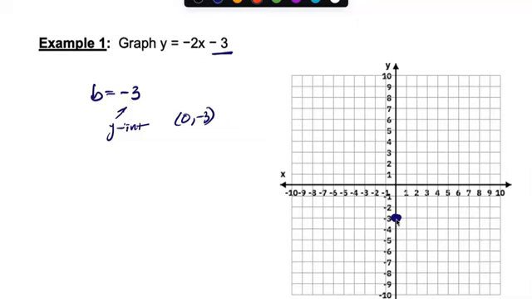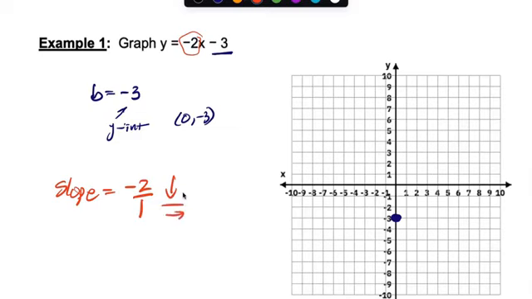Next, we're going to do the slope. Slope in this case is negative 2. I'm going to make it a fraction, negative 2 over 1. Like that. So again, notice it's a negative. I don't care if the negative is here or here, it doesn't matter. If it's a negative, you're going to go down, and then we're going to go right.